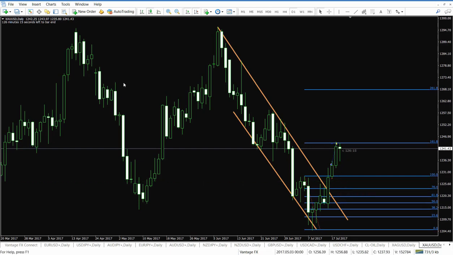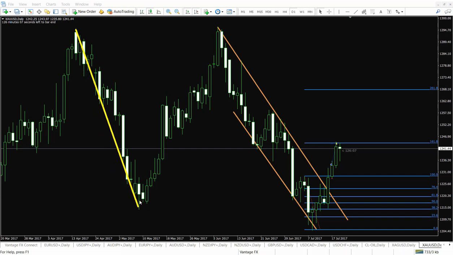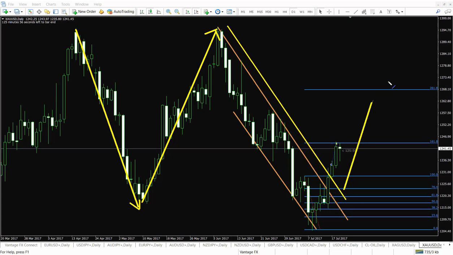There's nothing there. Again, this is the same as oil. You know, it has a down move here, we have another up move there, and then a down move here. And then this is probably going to be another up move. That's what we expect.